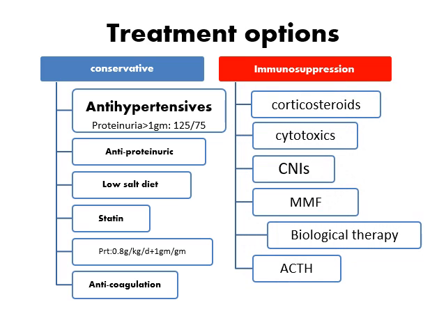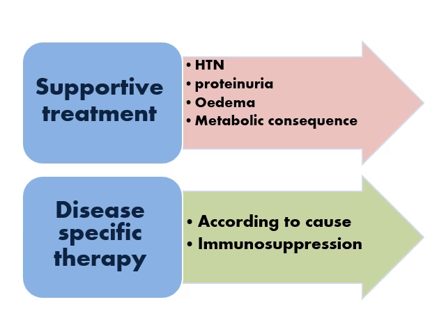Also, immune suppression is considered in case of primary nephrotic syndrome or in case of nephrotic syndrome caused by autoimmune disease. Here we can use a variety or combination of immunosuppressive agents like corticosteroid, cytotoxic agents, calcineurin inhibitors, biological therapy, and others. So the supportive treatment of nephrotic syndrome will include treatment of hypertension, proteinuria, edema by diuretics, and the treatment of metabolic consequences. And the disease-specific therapy will involve treatment of the cause and use of immune suppression.